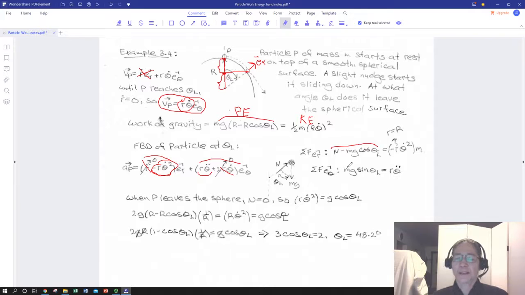So let's see what else we have. In our tangential direction, we have mg sine theta L, which is the component tangent to the sphere, and it's going to be equal to our tangential acceleration, our theta double dot. Okay, so now next step, we're going to allow the particle to depart the sphere. So n goes to 0, and we end up with just our radius times angular velocity squared equals g cosine of this angle of travel.